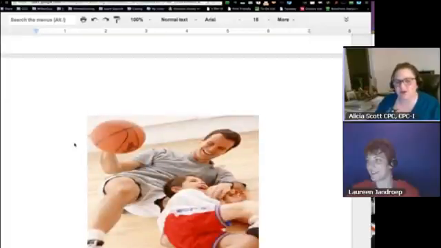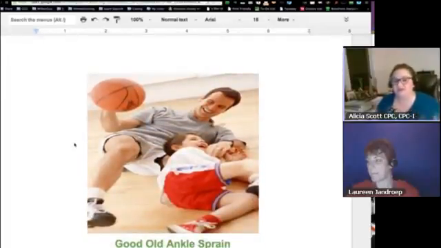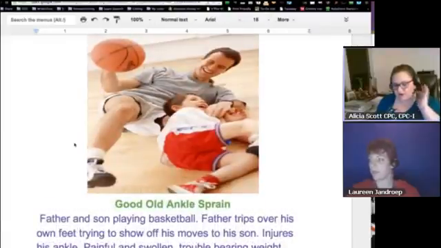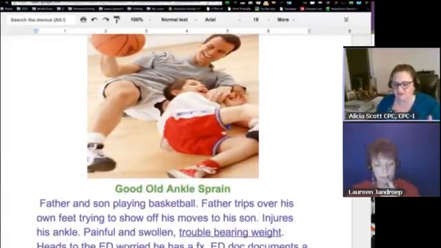Okay, so this is a scenario where he brings this up, and he gave several scenarios. I just grabbed one because we had done podiatry earlier. I picked this one, and this was his wording, which was really funny: good old ankle sprain. So you've got a father and a son playing basketball.